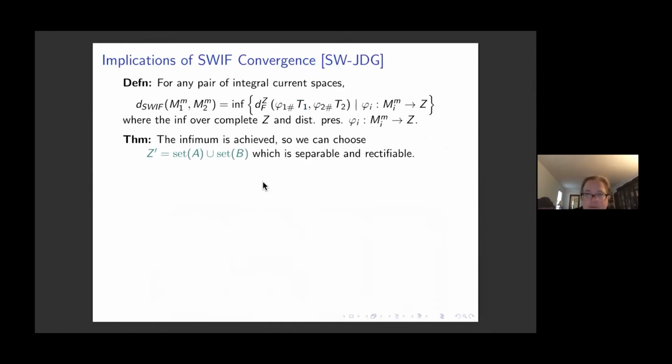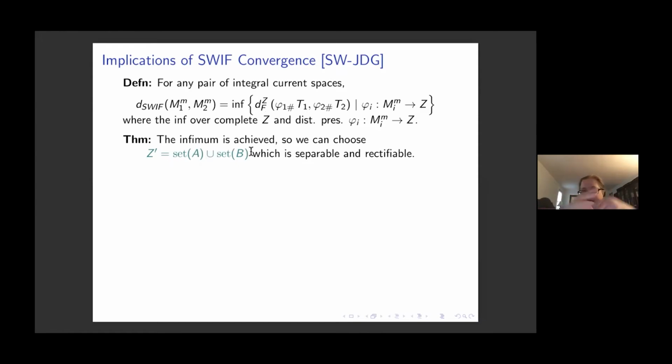Inside the original paper with Stefan Wenger, we showed that the infimum is actually achieved for this definition. So there's actually a Z, and there's actually an A and a B sitting in Z that achieve it exactly: the mass of A plus the mass of B is equal to this infimum. And because we're able to show this, we can take a new set Z prime sitting inside Z that's equal to the set of A union the set of B.